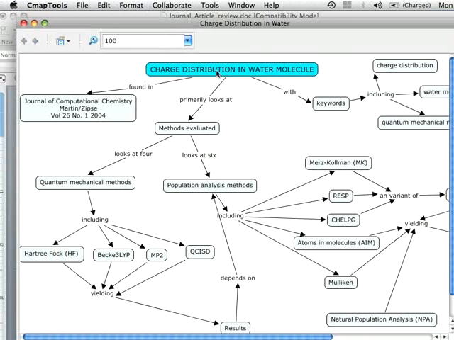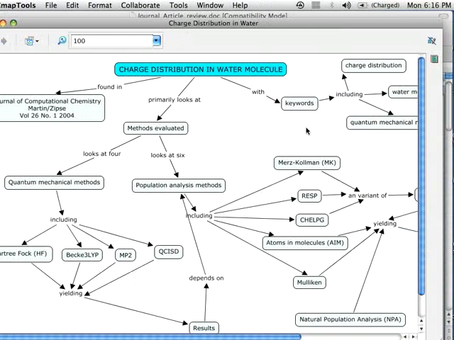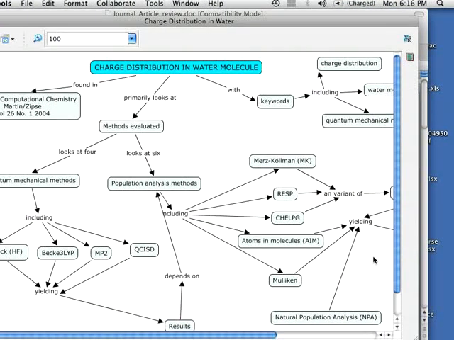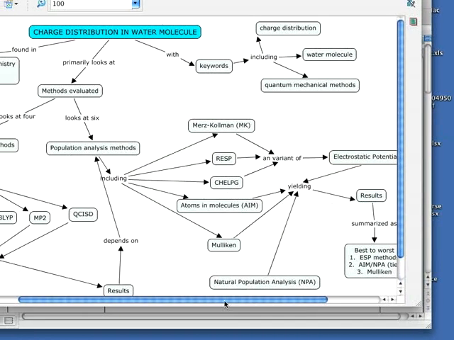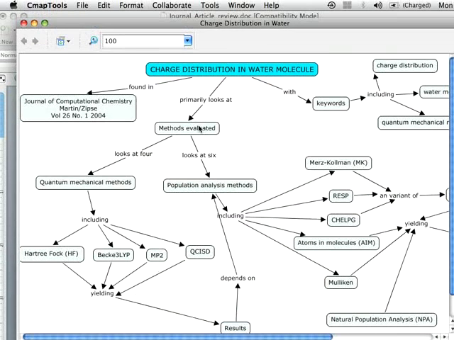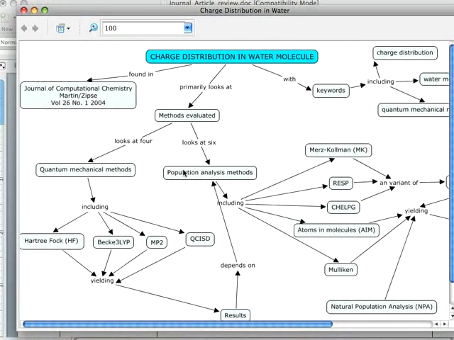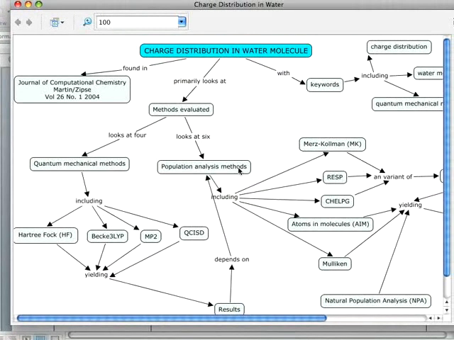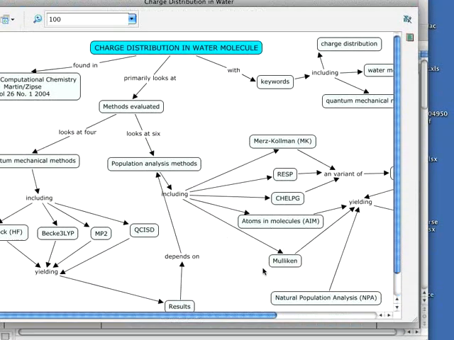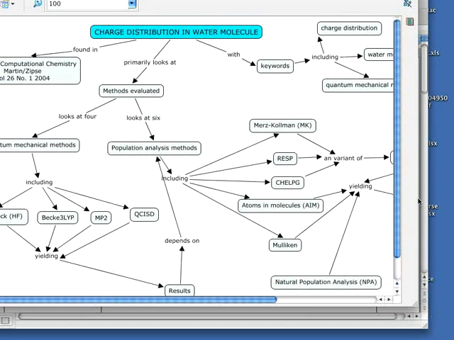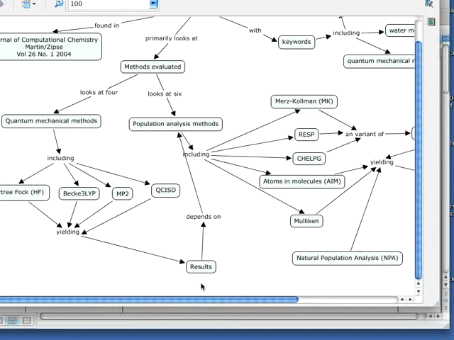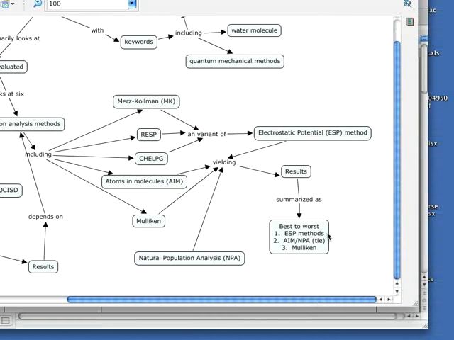So charge distribution in water molecule primarily looks at the methods evaluated. I put over here a little note about where it came from. Okay, I said the keywords are important. The keywords were charge distribution, water molecule, and quantum mechanical methods. Okay, and I said the methods evaluated, it looks at 4 quantum mechanical methods. It looks at a population analysis method. From my introduction, I learned a little bit about what these population analysis methods are. And somewhere down here, I have a results section. Over here, I have a results section.